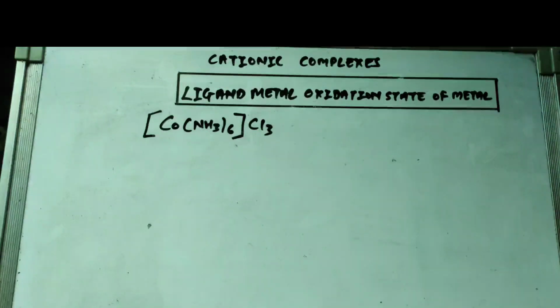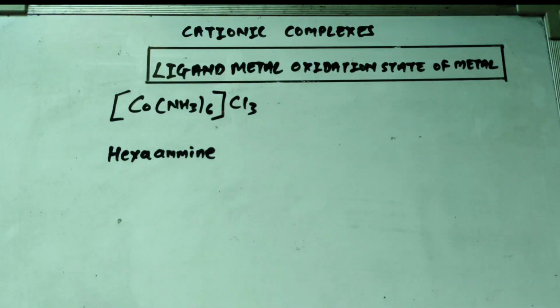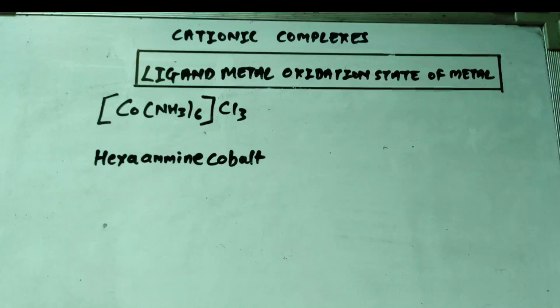Let's take an example. We have cobalt ammonia chloride complex in front of us. First we are going to name the ligand. Ligand is ammonia. Ammonia is named as amine. There are 6 ammonia groups, so we are going to use prefix hexa. So hexa, amine. Ligand name is followed by name of metal. Metal here is cobalt. So hexa, amine, cobalt. Then we have to write oxidation state of cobalt.